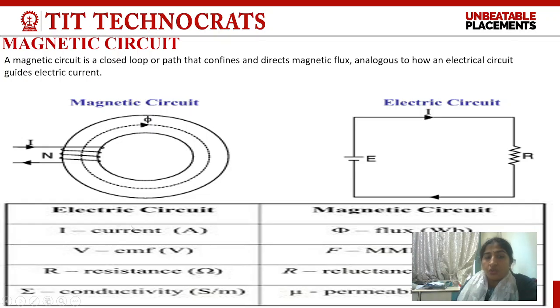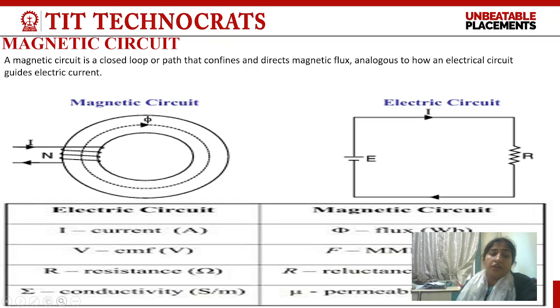As you can see, the quantity which flows in the magnetic circuit is the flux, and the quantity which flows in the electrical circuit is the current. Similarly, the cause for the flow of current is the EMF, that is electromotive force, that is potential, and the cause of flow of magnetic flux is MMF, that is magnetomotive force. As we know, in an electrical circuit there is an opposition to the flow of current by the resistance. Similarly, in the magnetic circuit there is an opposition to the flow of flux, and that is known as reluctance.